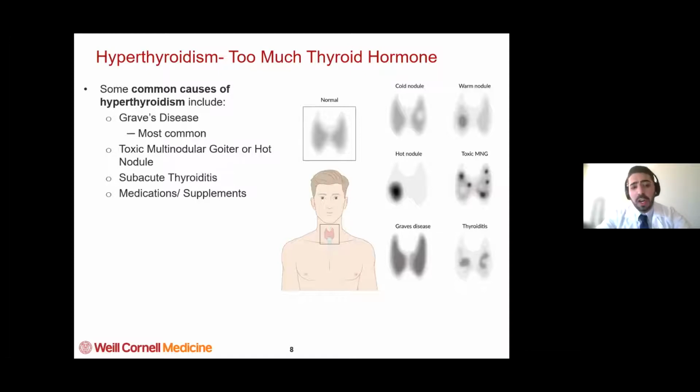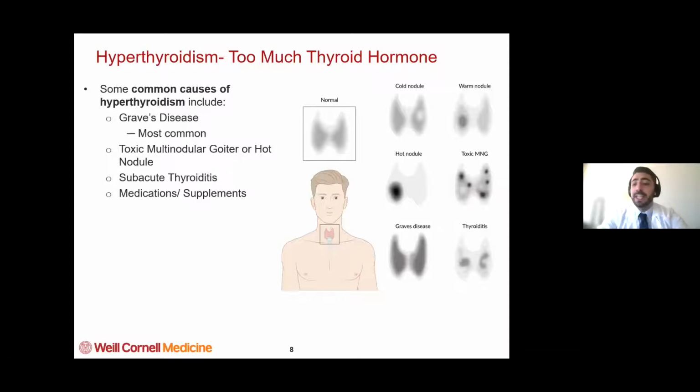You can have a condition called subacute thyroiditis, which means inflammation or damage to the thyroid that causes the gland to leak excess hormone. We talked about how the thyroid actually stores a lot of its hormone, and so whenever you have damage to the thyroid, you can have it passively leak the stored hormone into the blood. Many times we see this occur as a result of a viral infection, and patients can actually report experiencing cold symptoms just prior to the onset of hyperthyroid symptoms.